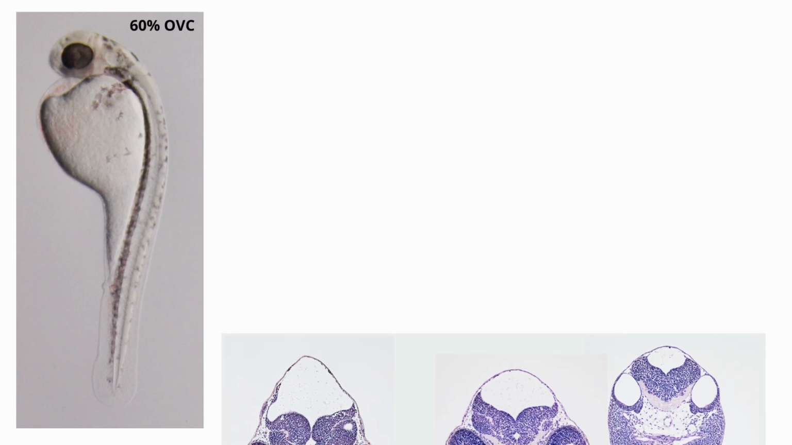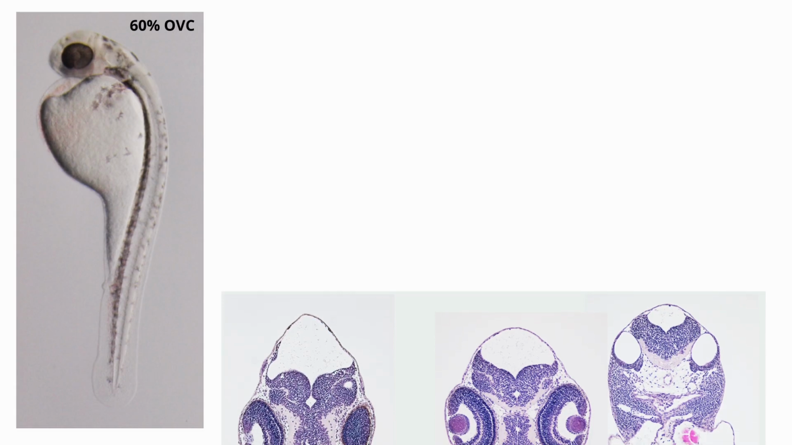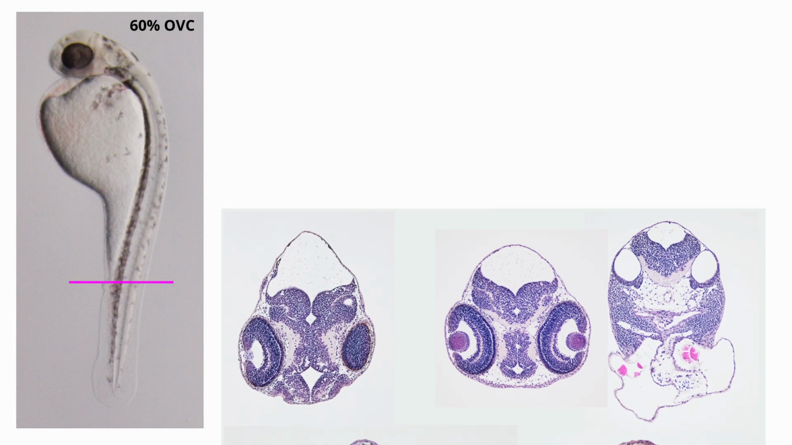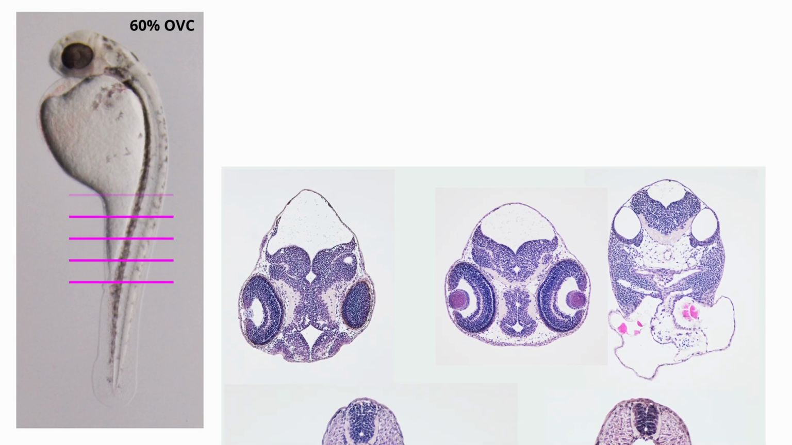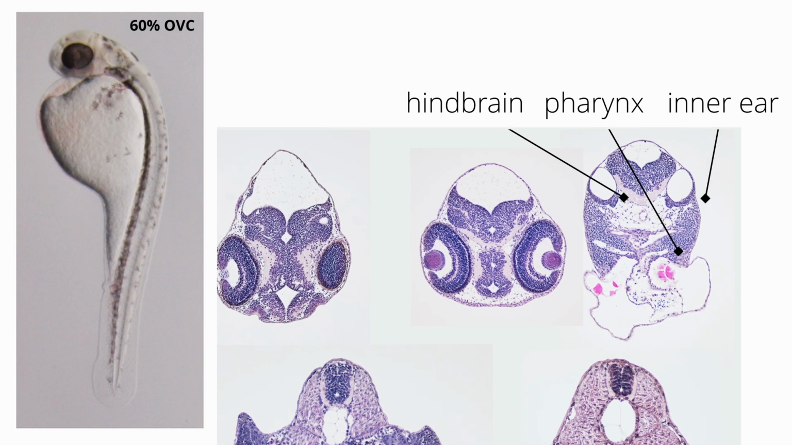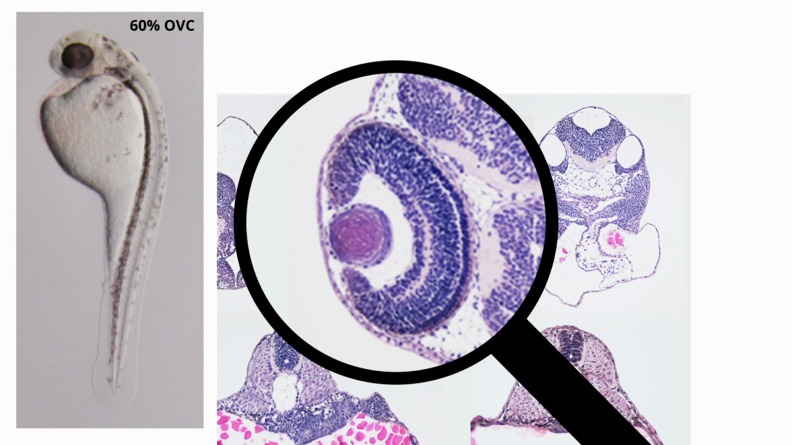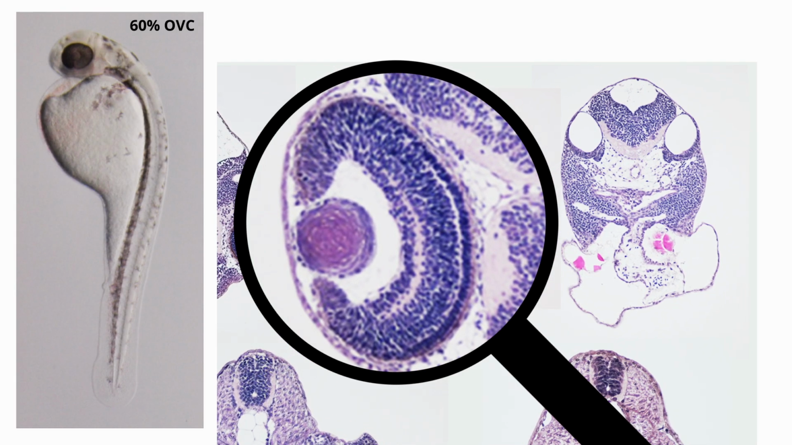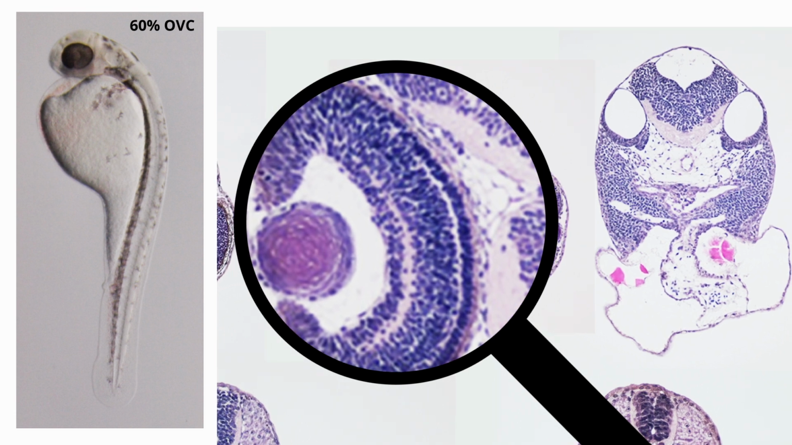For a more detailed examination, let's look at the tissue section from a 60% OVC embryo. These are tissue sections of a goldfish embryo cut in the transverse plane. The pharynx, inner ear, and hyoid are visible. The eyes are also solid, and you can see that not only the lens but also multiple layers are formed. And the black pigment of the eyes is formed in the retina.